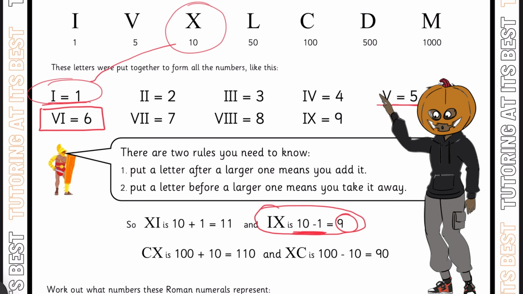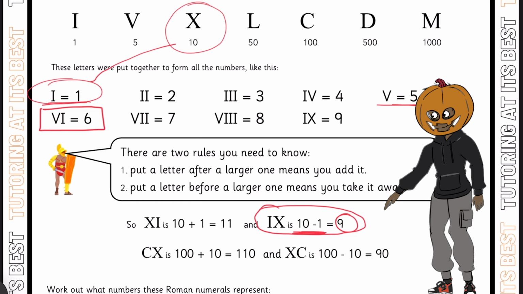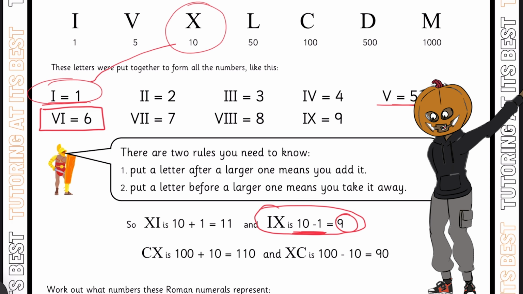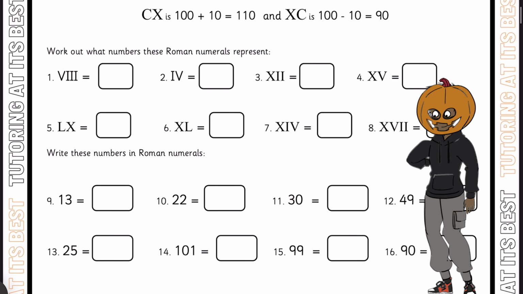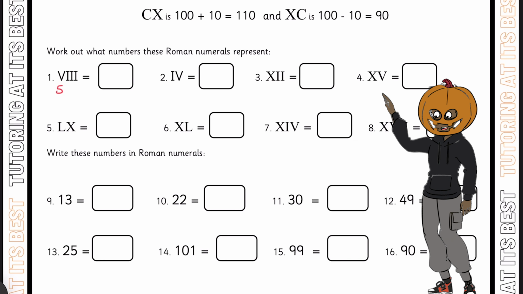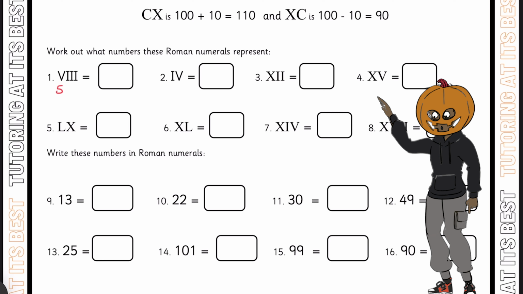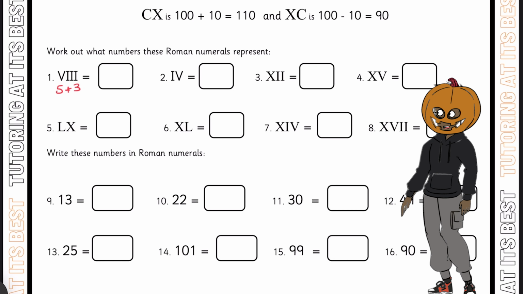So feel free to pause the video, read through this, make some notes. But with that in mind, let's dive into this set of questions. So we've got V, which is 5, and I, which represents 1 each. So that's 3. If we add that together, that gives us 8.